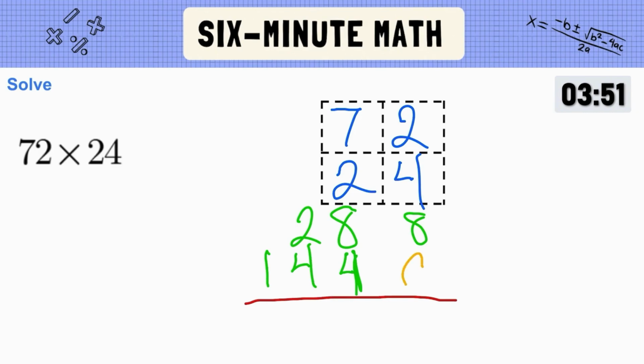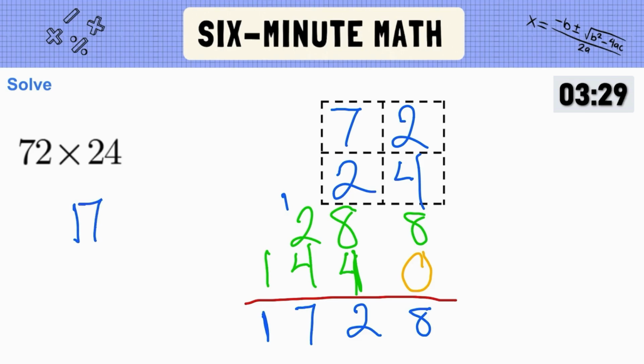I'll do a placeholder 0 here. 8 plus 0 is 8. 8 plus 4 is 12. So 2 carry the 1. 1 plus 2 plus 4 is 7. And 1 by itself is a 1. Therefore, 72 times 24 is 1,728.